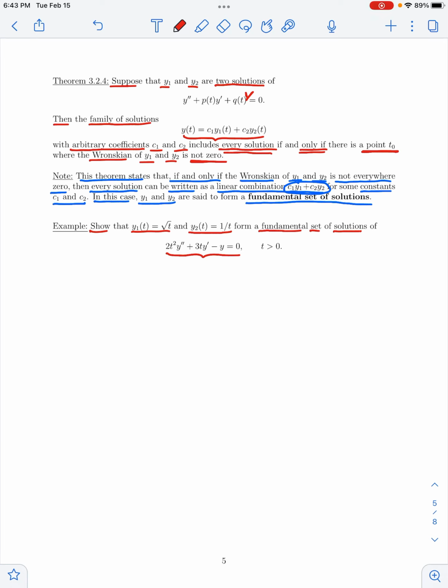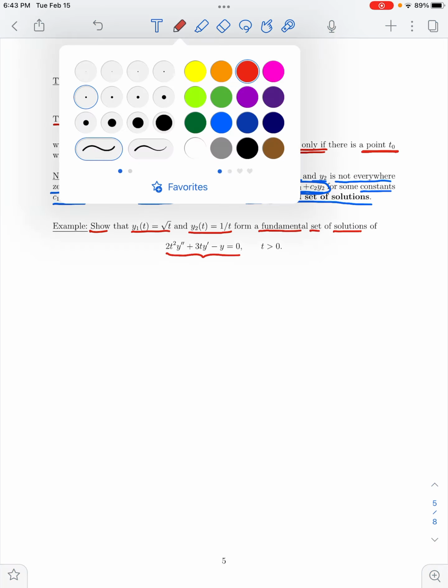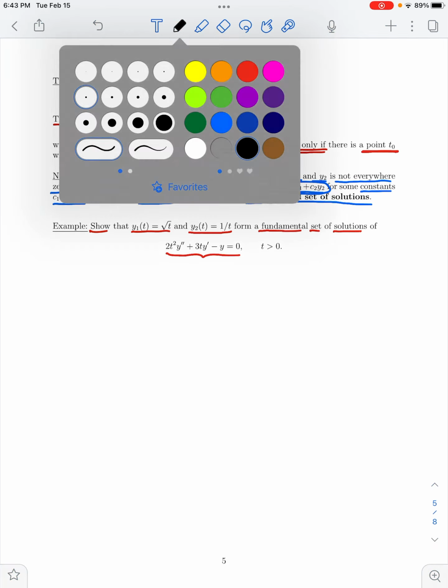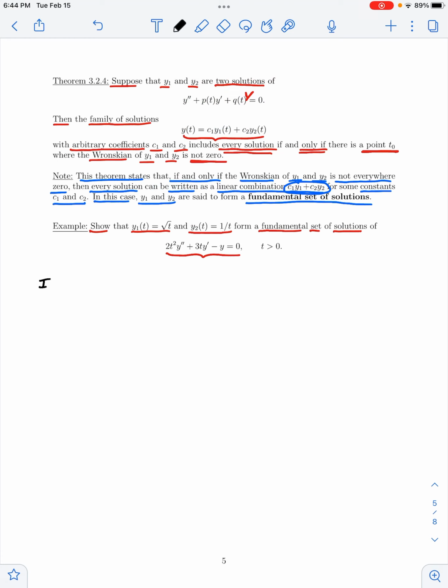So the first thing that I need to do to show that these functions form a fundamental set of solutions is show that they are actually solutions of this equation. I need to find the first two derivatives of these functions and plug them into the differential equation to make sure it's satisfied. So let's look at the first function, y1.